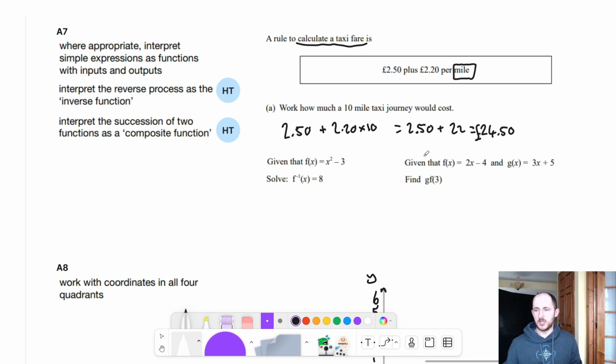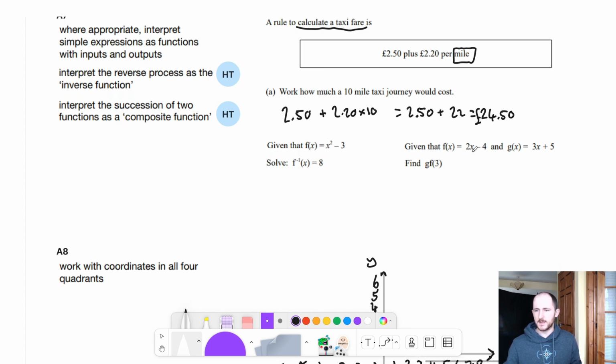So a composite function is just when you basically do two functions in a row, or you substitute one function into another. So, given that f of x is equal to x squared minus 3, solve f of minus x is equal to 8. So there are a few ways to do this, but I'm going to show you how to work out an inverse function because I think that would be a fairly useful thing to do, but there are other ways to do it.